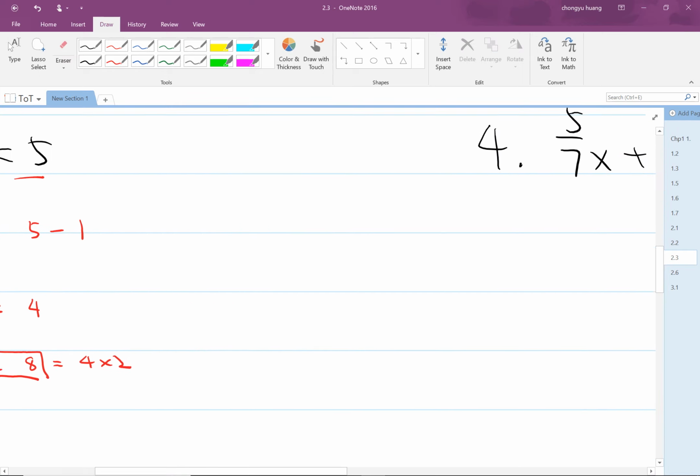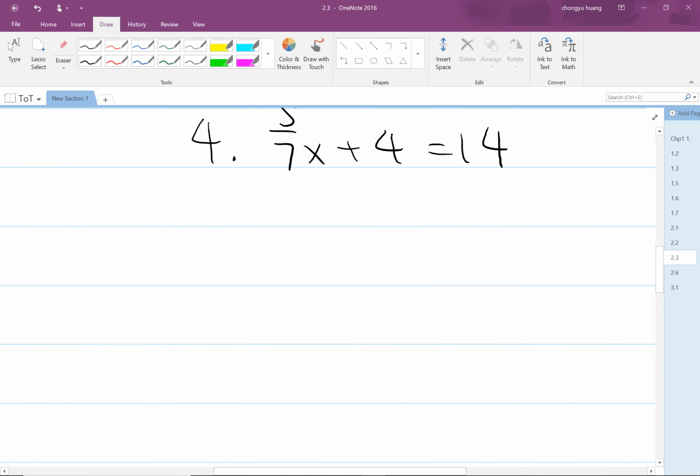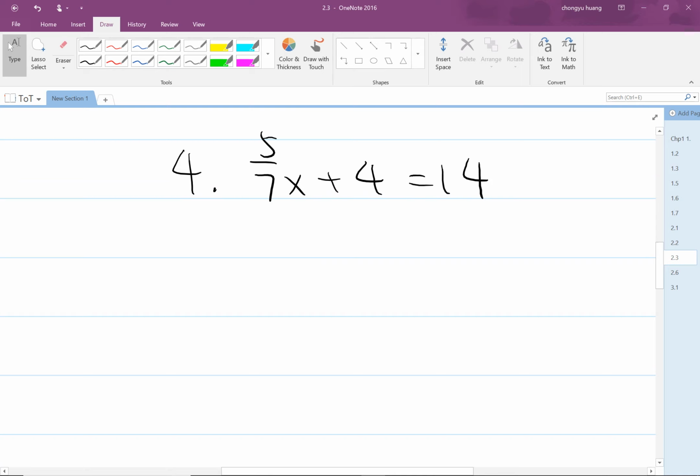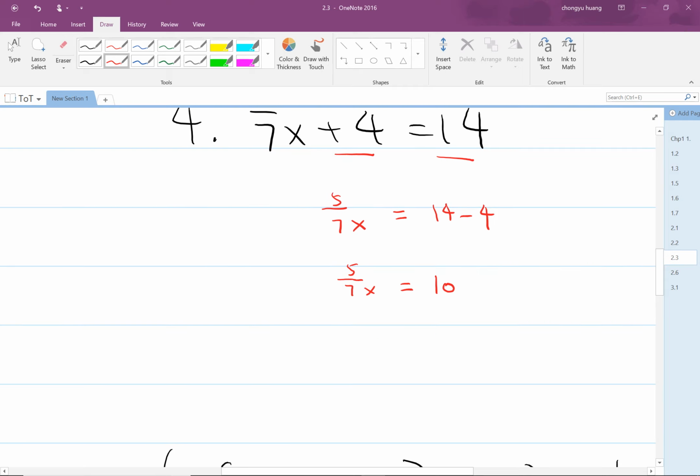Okay, so let's move into question 4. Question 4 is still the same step, right? So we have plus 4 and negative 4, so we have 5 over 7x, and then we move plus 4 to the other side, so it becomes 14 minus 4. Then 5 over 7x is equal to 14 minus 4, which is 10. And we move 5 over 7 to the other side, so it becomes the reverse order, 7 over 5 multiplied by 10.